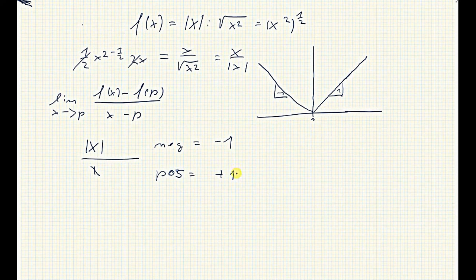And this really is the one thing to remember about the derivative of the absolute value function.